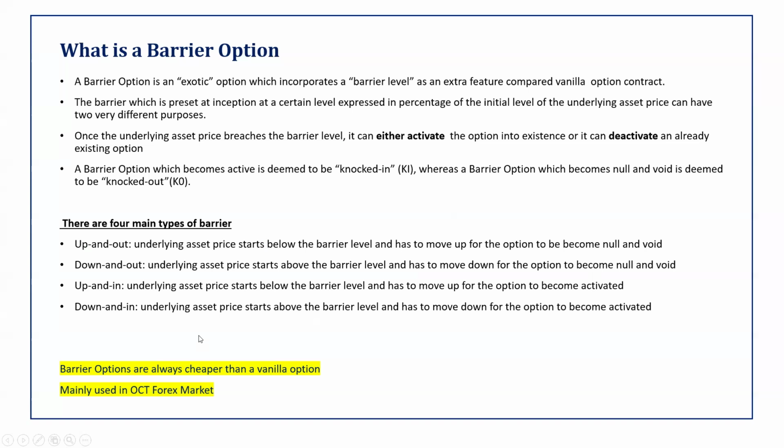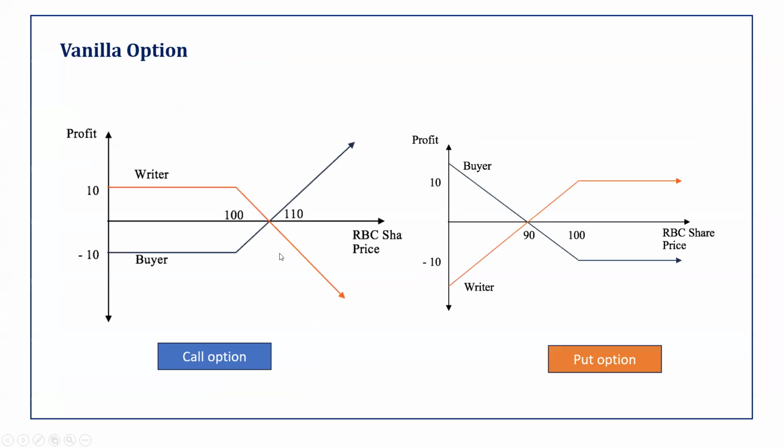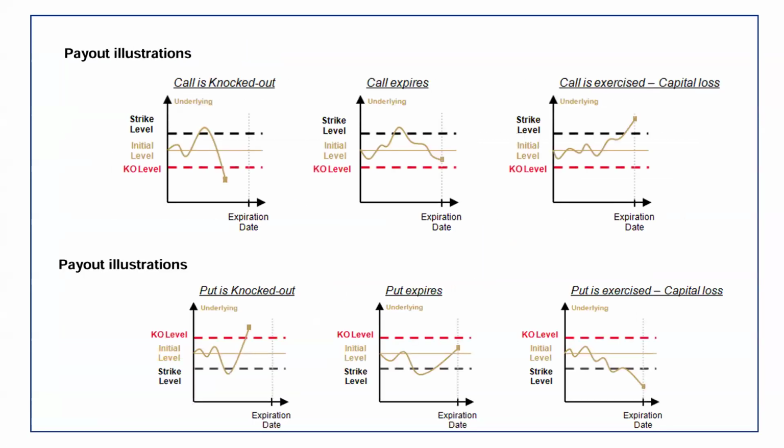Down and in. That means for that option contract to get activated, it can be either a call or a put, the price should touch a lower level and only then will the option get activated. Some of the points you have to remember: these barrier options are mainly used in the OTC market, and usually barrier option premiums will be cheaper than vanilla options. So let us understand some more concepts over here.